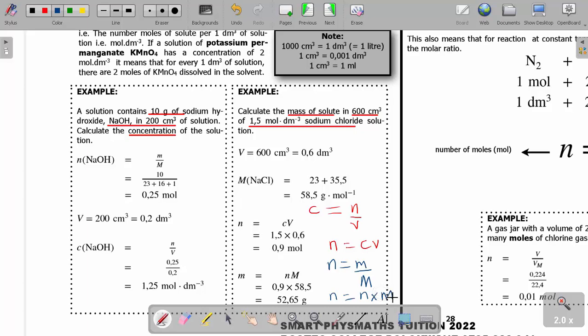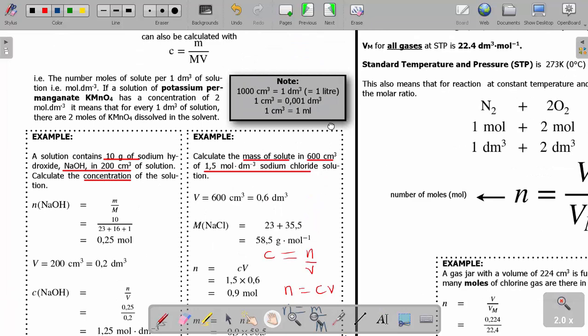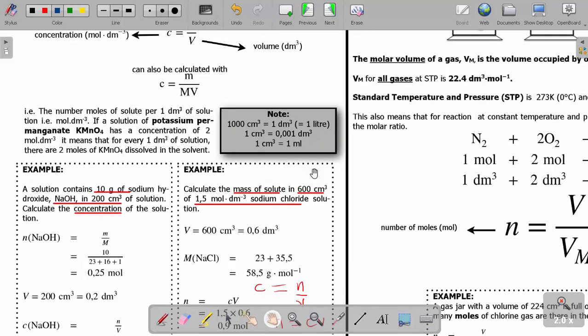That's what I'm doing here exactly. Because I have the moles 0.9 here and I know the molar mass 58.5, I have to multiply to get my mass, which is indeed here as 52.65 grams. Hope we are together. Okay, let us proceed. That was calculating the mass given concentration. This one was calculating the concentration given the mass and the volume.